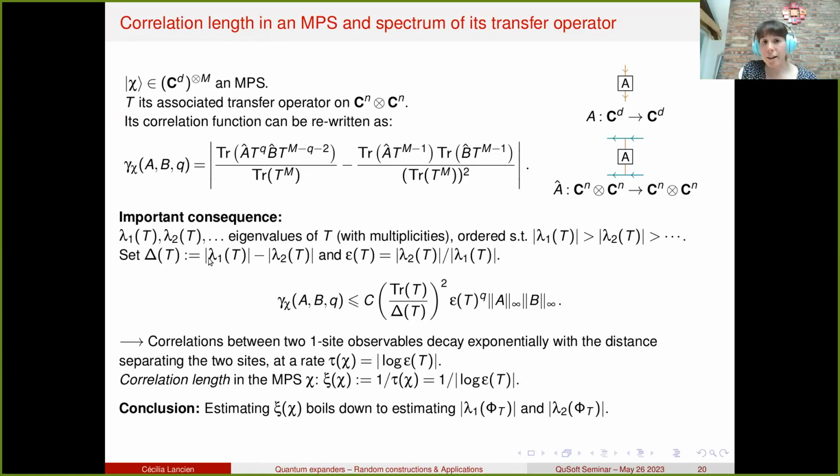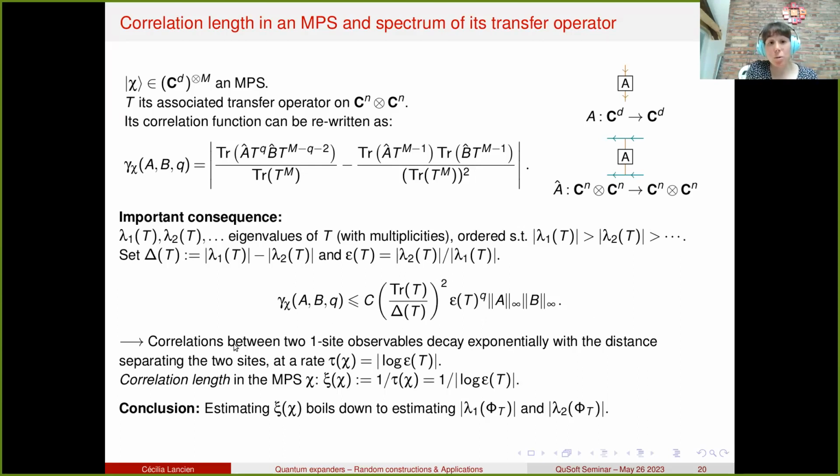I denote by delta the spectral gap, so the difference between lambda 1 and lambda 2, and by epsilon the ratio between lambda 2 and lambda 1. And then I have the following upper bound for this correlation function. So some prefactor here that is not really important, that depends on the normalization of T. And then this coefficient epsilon, so this ratio between second largest and largest eigenvalue of T, to the power Q, times the operator norms of my observables A and B.